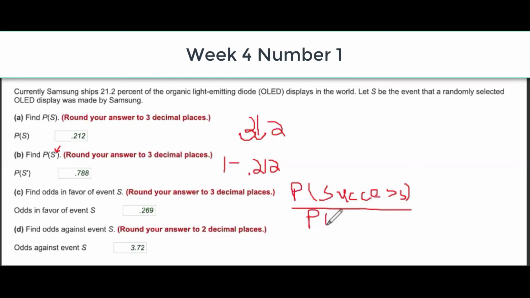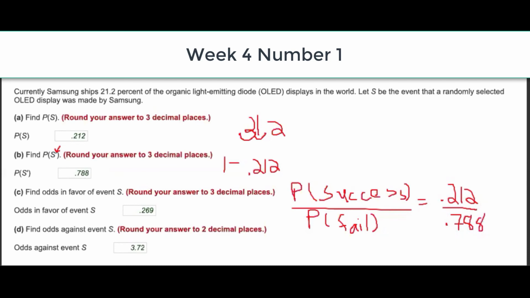So if they want the odds in favor of picking an OLED display made by Samsung, I'm just going to put fail because this handwriting is terrible. So probability of success over probability of fail. The probability of success is 0.212, so we'll put 0.212 on the top. And then we divide by the probability of failure, which would be not picking the OLED display made by Samsung, so that's the 0.788. And that should get you your 0.269. And you can check me on that.